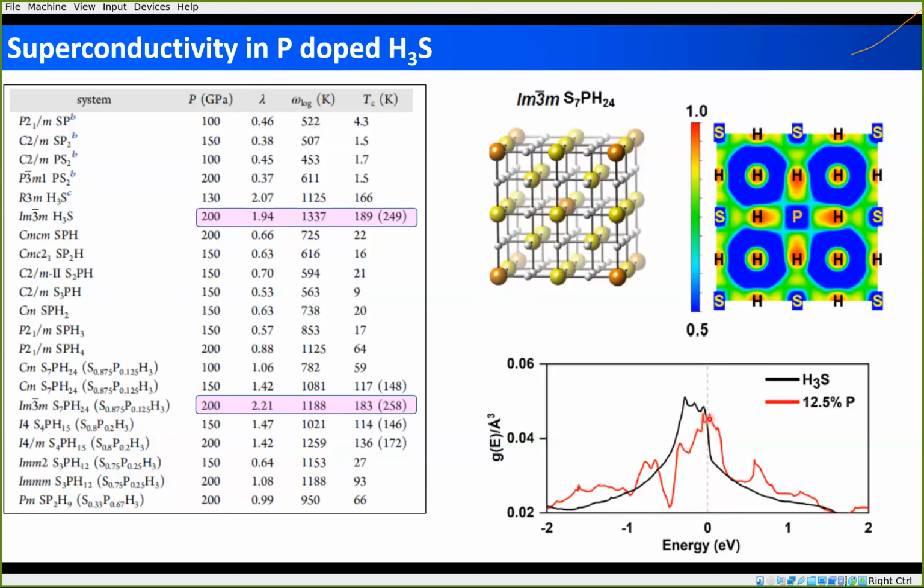And we see that the density of states at the Fermi level is almost a tiny bit higher than that of H3S. However, phosphorus is heavier than sulfur, so we expect the Tc not to change so much from H3S, which is corroborated by different types of electron-phonon coupling calculations. The ones in the brackets are using the Eliashberg formalism, which is more appropriate for strongly coupled systems where the electron-phonon coupling is larger than 1.5.